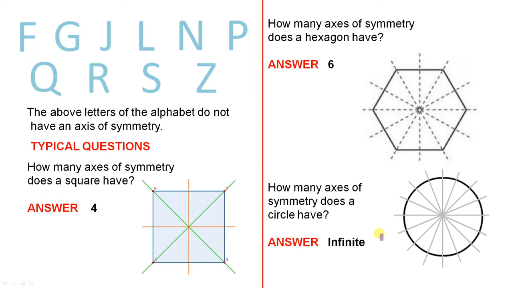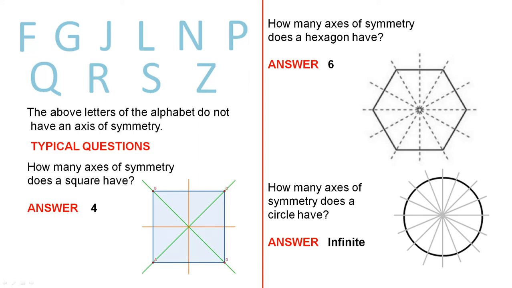How many axes of symmetry does a circle have? Now we all know what a circle is. And because a circle is so special, you can just keep drawing as many lines as you want. In other words, there is an infinite number of axes of symmetry, no limit to how many we can draw. So the circle does have line symmetry.